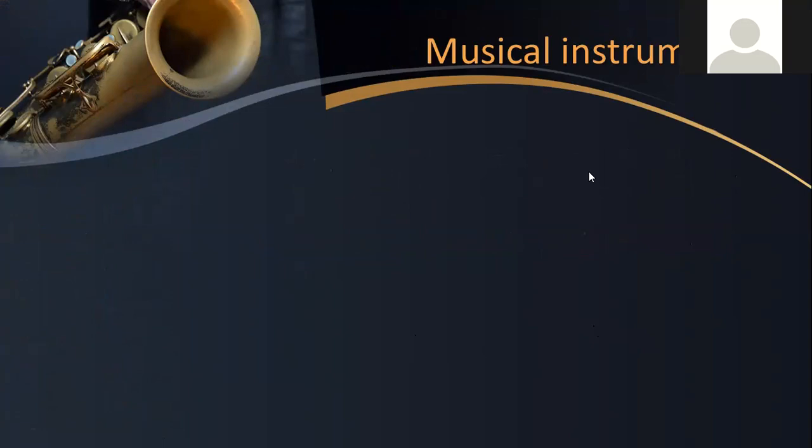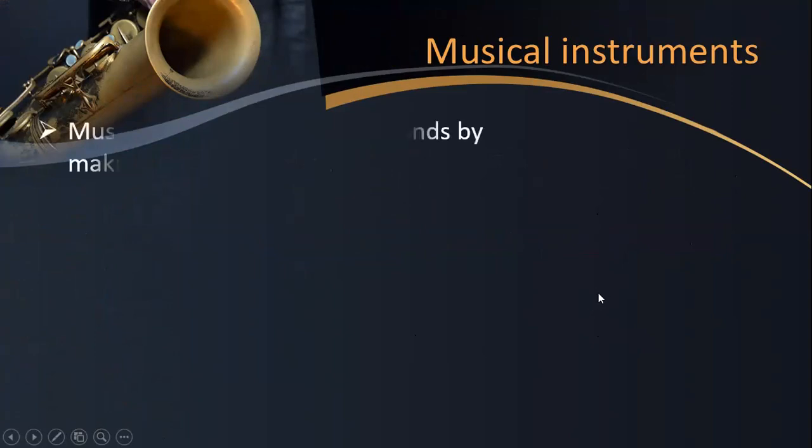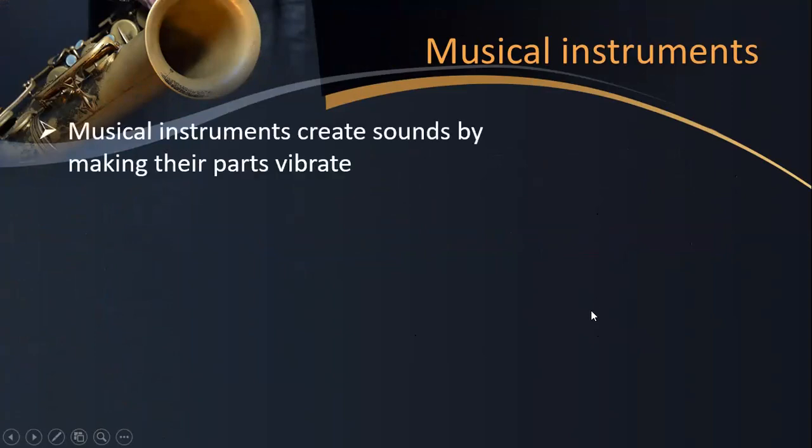Musical instruments can produce sound in different ways. These ways include hitting, for example, the drum. So musical instruments create sounds by making their parts vibrate. How can I make the parts of the musical instrument vibrate?